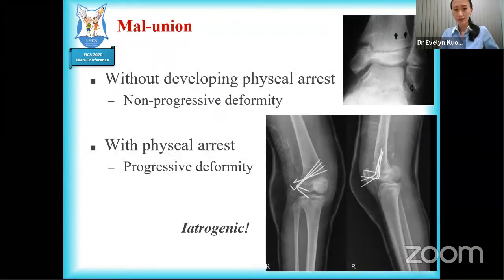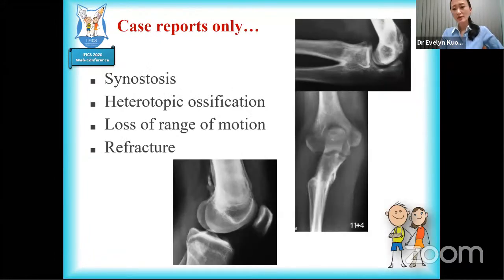You can also get malunion. Occasionally, this can happen without developing any physeal arrest, and so this will cause an angular deformity, but not a progressive one. However, more commonly, this will actually cause a physeal arrest, and these patients will present with a deformity which gets progressively worse with time. Unfortunately, this is really an iatrogenic problem. These things happen because the injury was not reduced well and not fixed properly. There are other non-specific injuries such as synostosis and heterotopic ossification that leads to loss of range of motion, but they are quite rare and exist in the literature just as case reports only.